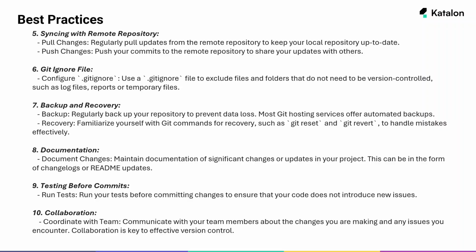So you need to configure .gitignore file to exclude files and folders that do not need to be version controlled, such as log files, which do not need version control, so you can exclude them, and your reports do not need version controlling, so you can exclude those reports, and you can exclude some temporary files which do not need version control. And then backup and recovery.